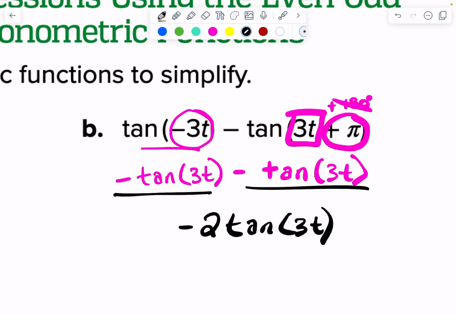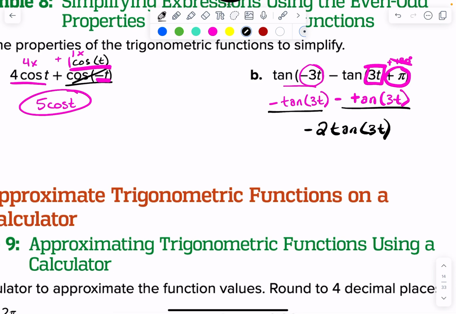And I've thoroughly confused you, and this is really confusing, but, you know, whatever. Now let's get to the easy part.